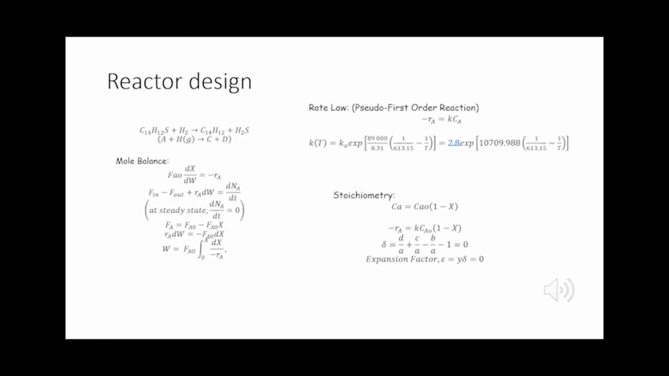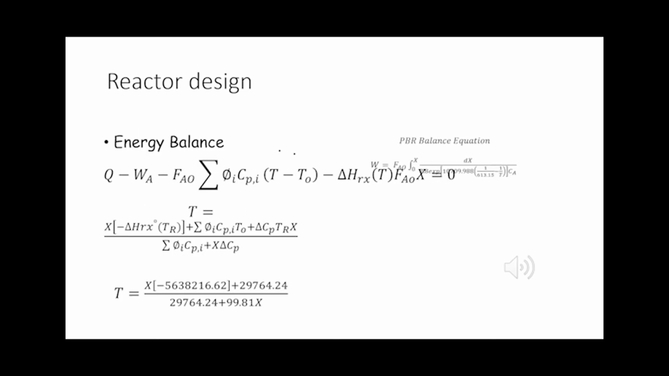First of all, we start with the mole balance itself. We can derive the weight of the catalyst, W equal to Fa0 integrate dX over negative Ra. For the rate law itself, we assume that it is a pseudo first order reaction, and we proceed with the expansion factor, which is equal to 0. Furthermore, we proceed with our energy balance. So we have to find another equation in terms of T, and after that we substitute it into the PBR balance equation.